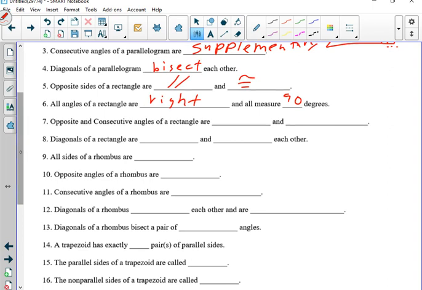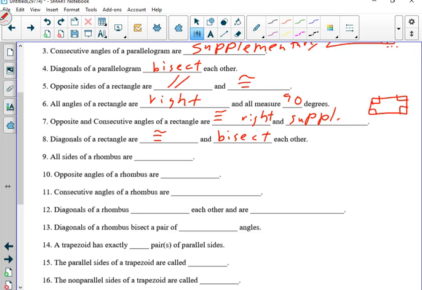Number 7, opposite and consecutive angles of a rectangle. So of a rectangle, they're pretty much all 90, aren't they? So opposite angles, there's a lot of words you can go in here. You could say congruent. You could say right. They're all right. They're all congruent. They're all supplementary. There's a lot of different words you can put here that work. Diagonals of a rectangle are congruent and bisect each other.